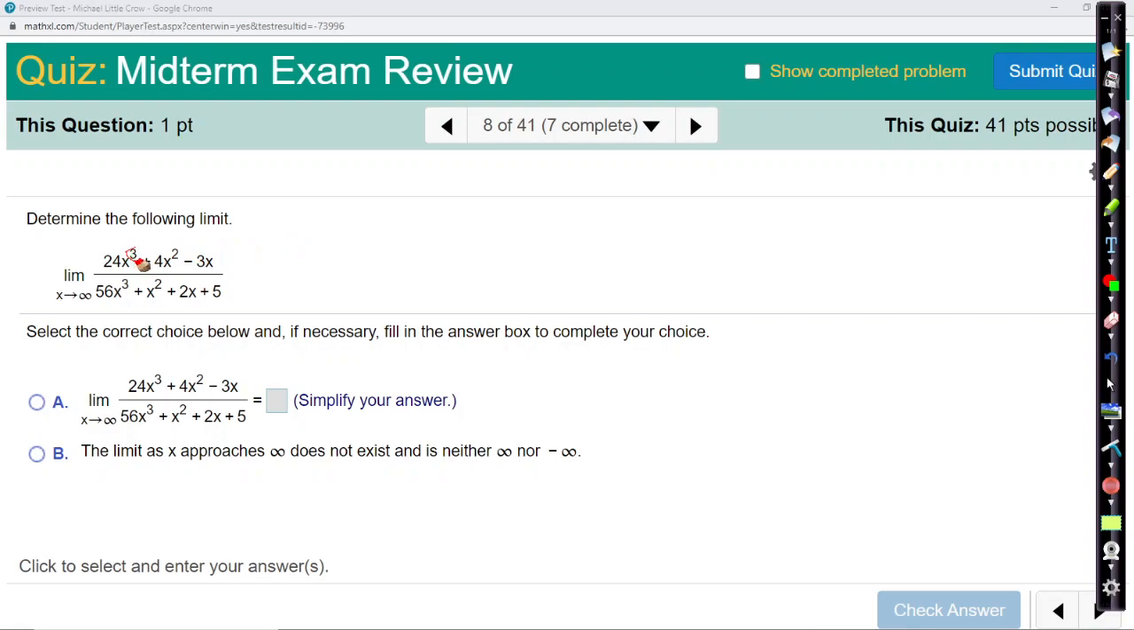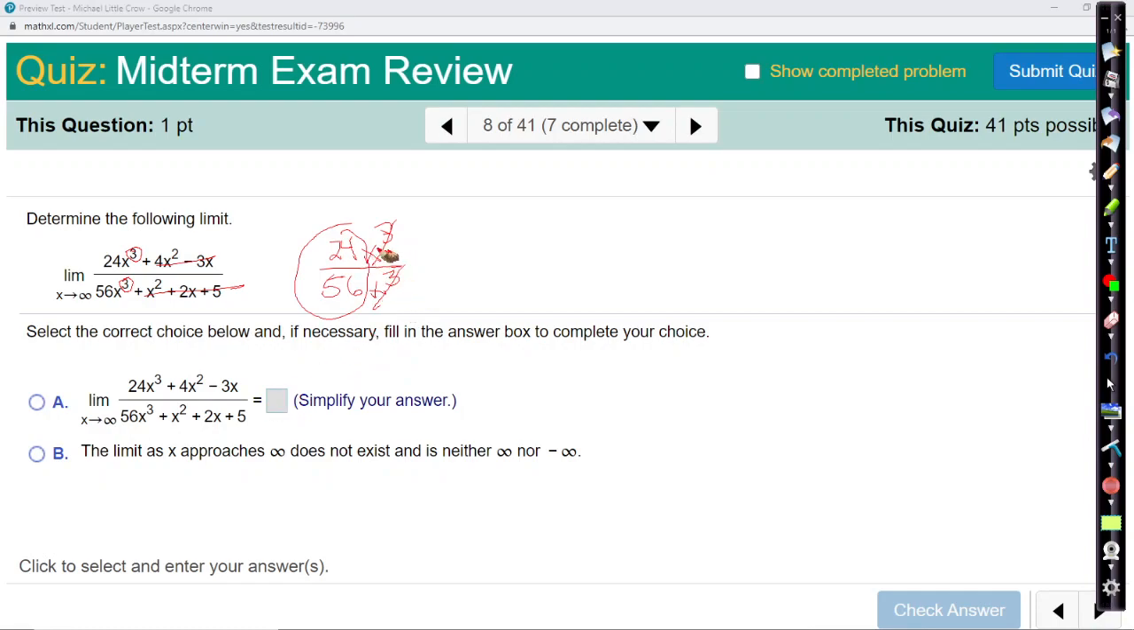We see that the largest degree in both the top and the denominator is the same. So we could basically say this other stuff is just small potatoes once we get really big. When x gets so huge, this part is going to be so big the other stuff doesn't matter. So it's going to behave like 24x^3 over 56x^3. Now x^3 cancels, giving us a factor of 1, so it's going to behave like 24 over 56. They want it simplified.